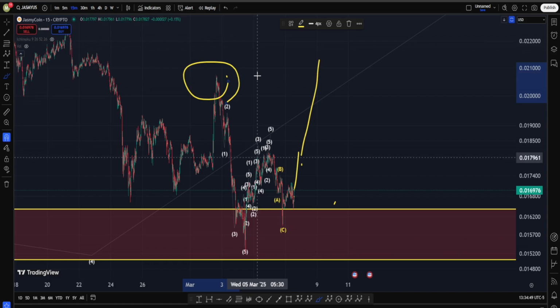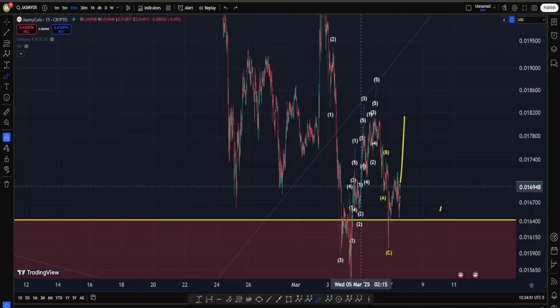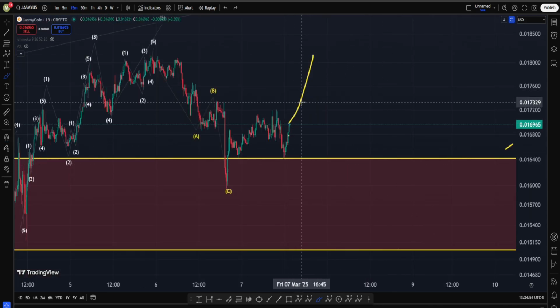So if you care about what is happening in the short term, I think we may have a bit of a bullish setup. And for the next 24 to about 48 hours, hopefully we are going to see another move up.